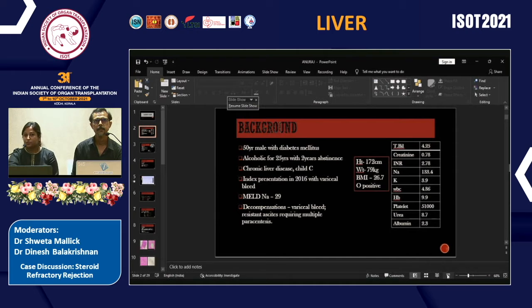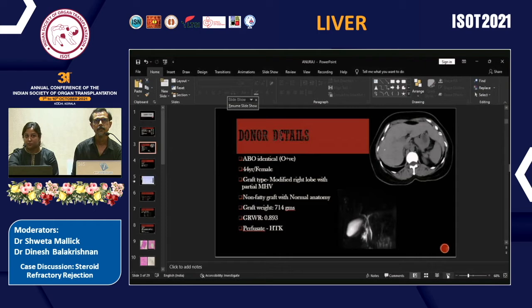Because of decompensations, we offered him liver transplant. And his donor was his wife, who was an ABO identical donor, O positive. She's a 44-year-old lady. Shweta, can you put it on slideshow, please?